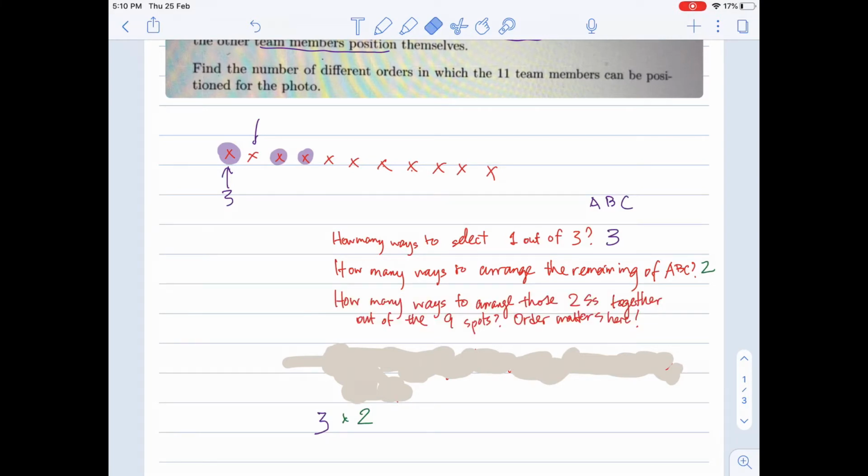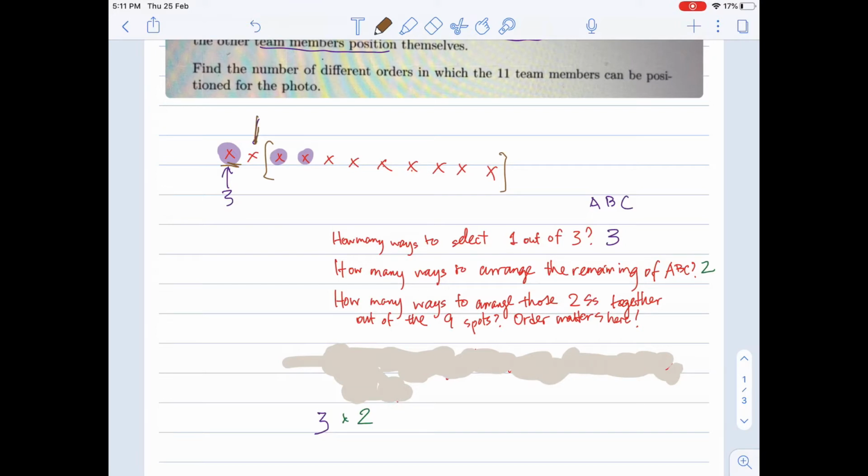Next, how many ways to arrange those 2 players together out of the 9 spots? Let's see what that means. After you have arranged, let's say Adam in the first position, separated by 1 person, as shown here, the remaining of the 3 players, Brad and Chris, will have to take up any 2 out of the 9 positions. And does the order matter in here? That's right, the order does matter. So do we choose combination or permutation?